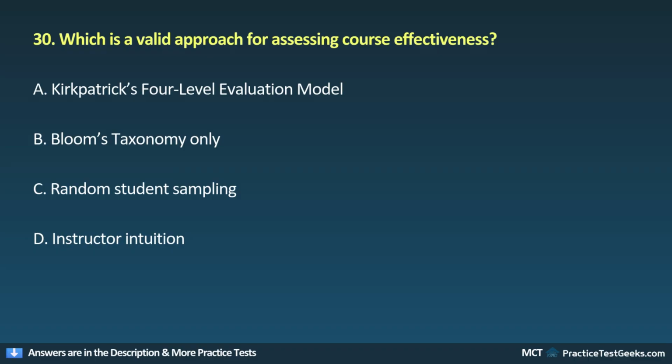30. Which is a valid approach for assessing course effectiveness? A. Kirkpatrick's four-level evaluation model. B. Bloom's taxonomy only. C. Random student sampling. D. Instructor intuition.